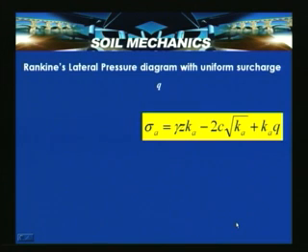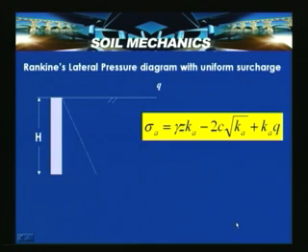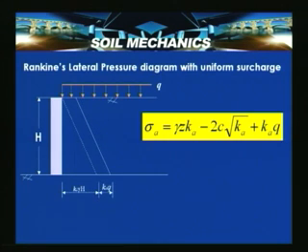Now, Rankine's lateral pressure diagram with uniform surcharge. If you look into it here, suppose you are having a soil, say having unit weight gamma and no water table, and then a surcharge Q. This is possible when you have a pavement behind a retaining wall or any other utility behind a retaining wall, which actually exerts a unit surcharge on the wall.